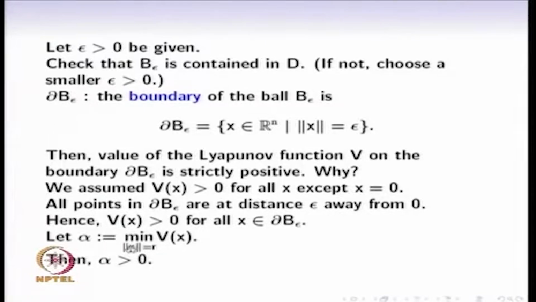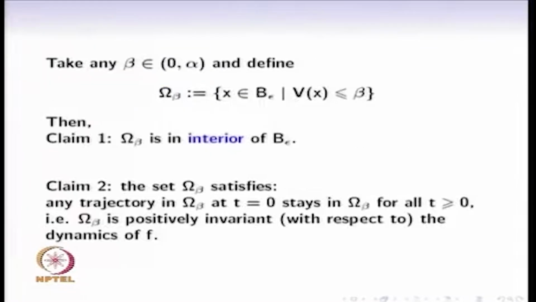The norm of x is nothing but the distance of x from the origin. For all such points, we will look at the minimum value that V takes, and let alpha be that minimum value. So, we already know that alpha is strictly positive. Then we take any beta that is between 0 and alpha. In order to take this beta, it is required that alpha is positive, and alpha is the minimum that V takes on the boundary of the B epsilon ball.